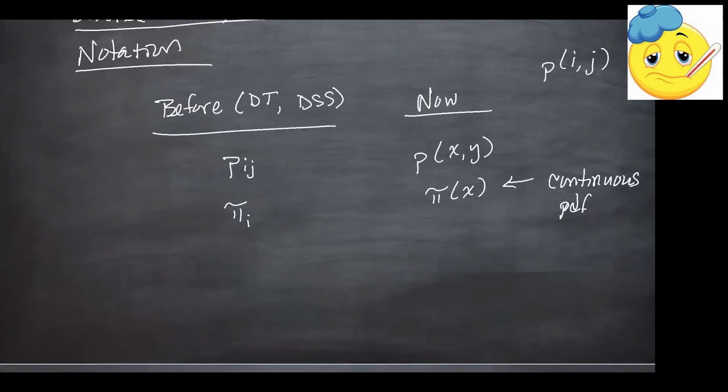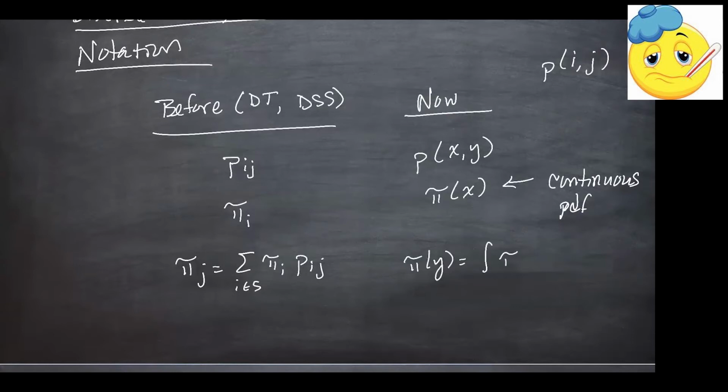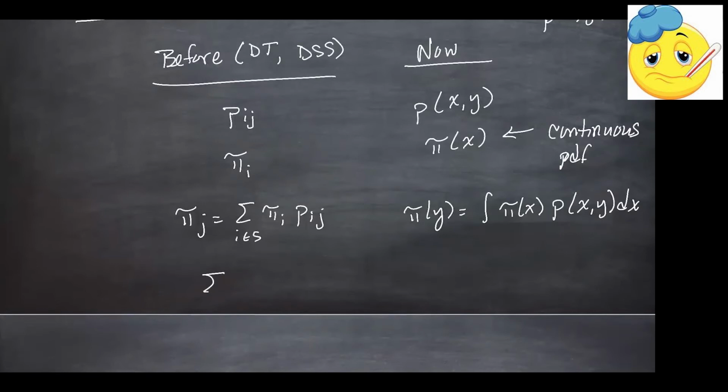Okay, and before our stationary equation said that pi j is the sum over pi i p ij, where you sum over all I in the state space. And now it's pi y is the integral of pi x p xy dx, just the analog of that. And by the way, the analog of summing the p ij over all j being 1 is now integrating over all y. We're going to get 1.